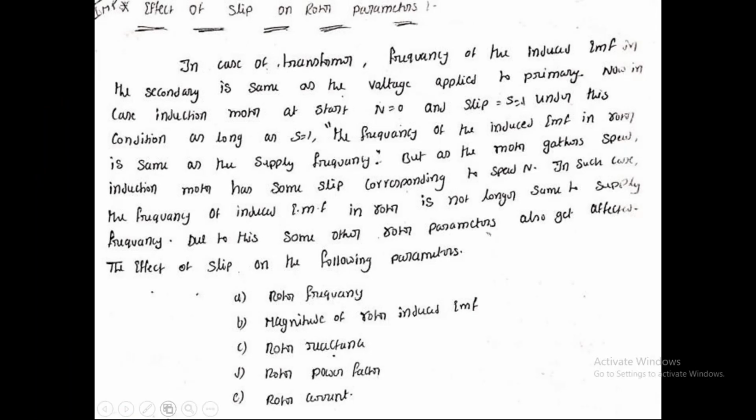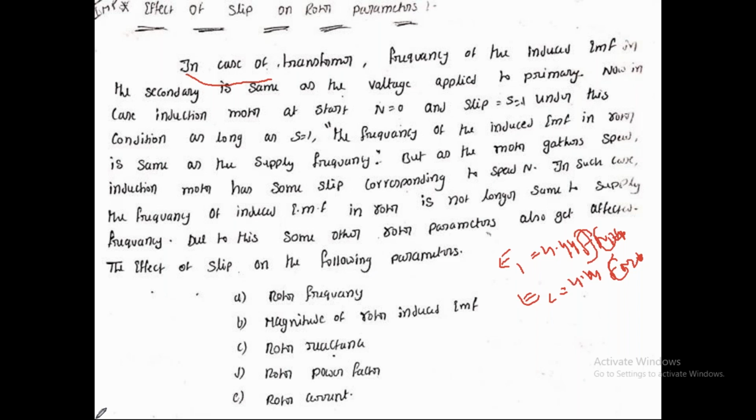Now let me see the effect of slip on rotor parameters. We will discuss them one by one. In a transformer, the frequency of the induced EMF in the secondary is the same as the primary. We have the EMF equation: E1 equals 4.44 F N1 phi M, and for the induced EMF on the secondary, E2 equals 4.44 F N2 phi M. The number of turns varies, but the frequency is constant. That's why we can call the transformer a constant frequency device.